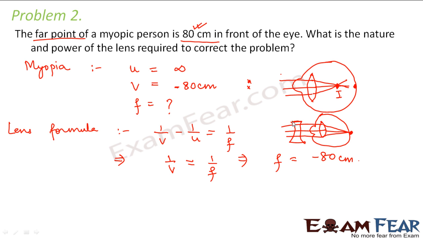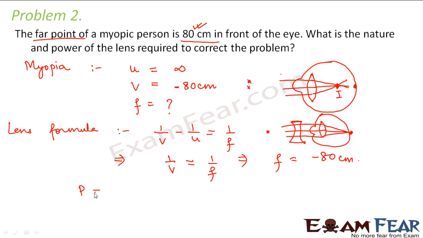Correct? So for this concave lens, what do we know? In case of any concave lens, the image is formed on the left hand side. The object is also on this side and the image is also formed on this side. That is true for any concave lens, right? Your U is also negative and V is also negative for a concave lens. So your V was negative and you get your focal length as minus 80 centimeters.